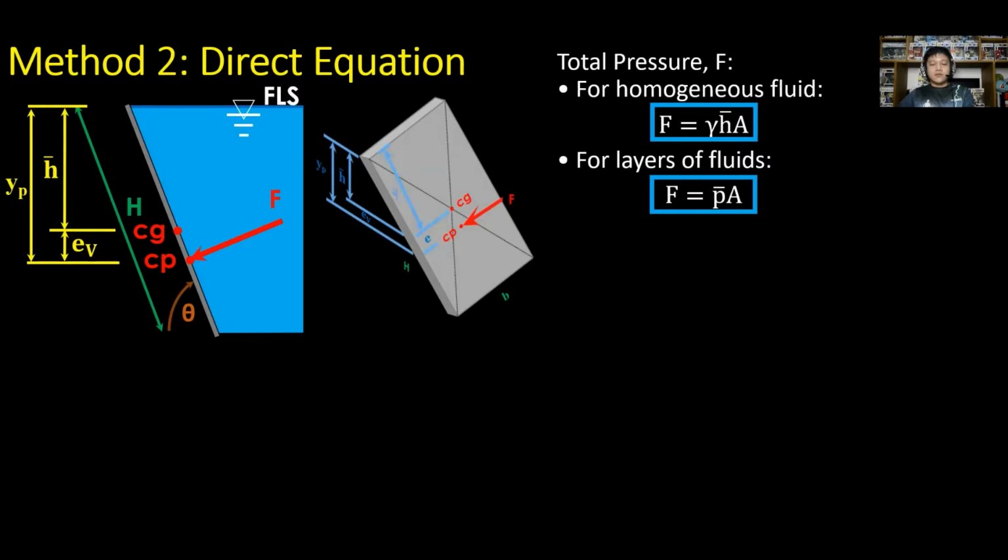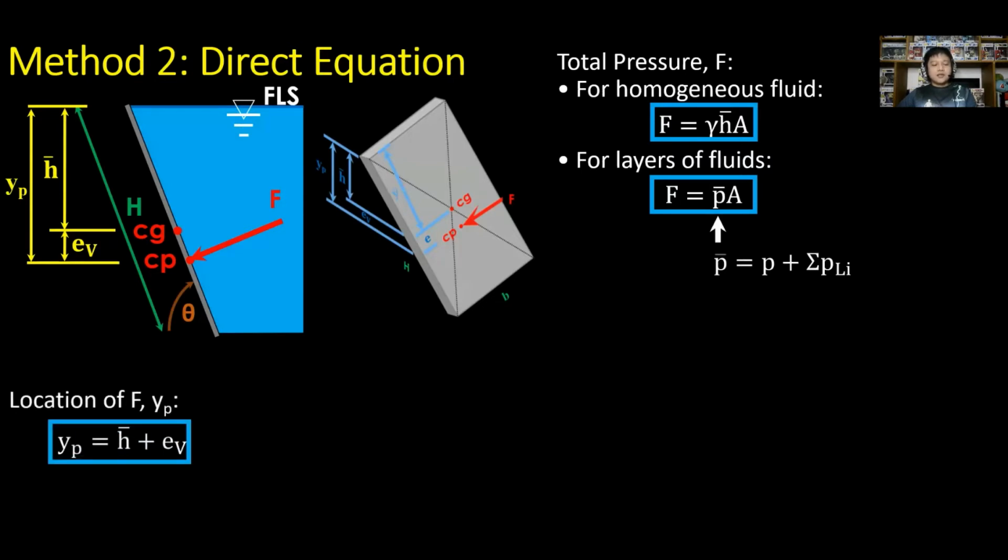Then for these layers of fluids, use F equal to P bar times A, where P bar is the sum of pressures of fluids at the center of gravity of the submerged surface, which is P bar equal to P plus the sum of P sub Li. So for the location, Y sub P is equal to H bar plus E sub V.